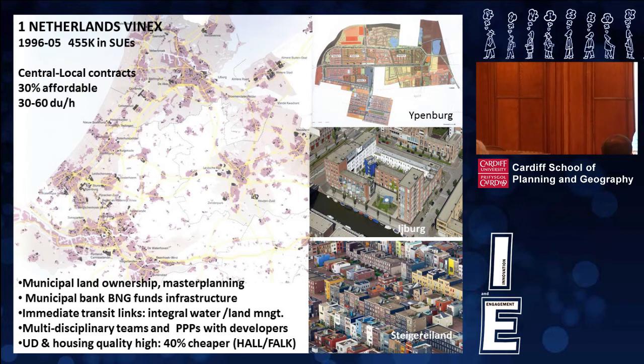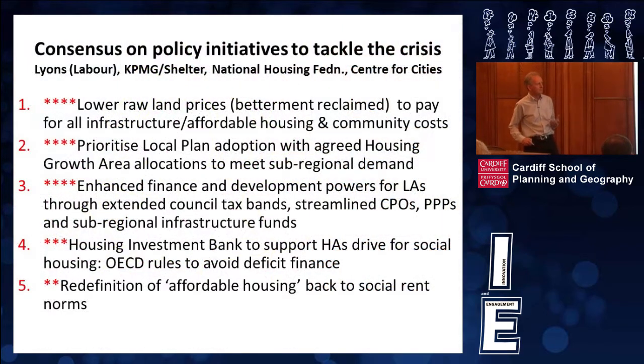This is Steiger Island, which is lots of small projects, custom builds, self-build, small housing associations, a tremendous diversity, but built to an overall master plan. And so, you know, the Netherlands provides us with one of the best examples. But you could choose Freiburg, you could choose Malmo, or Stockholm, and provide similar things.